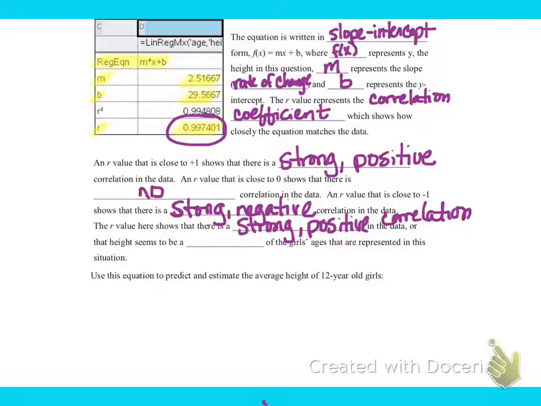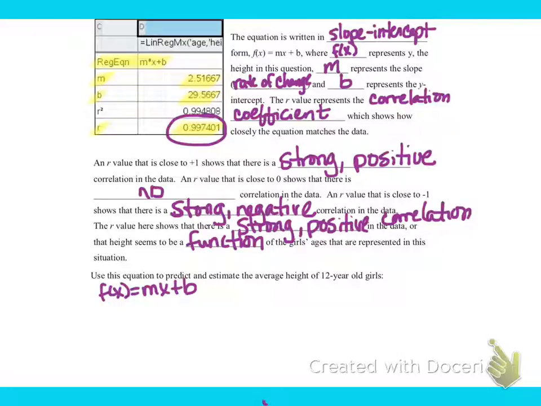So that means with this close to 1 value for r, that the height seems to be a function of the girls' ages that are represented in this particular situation. So what we're going to do is use this equation to predict and estimate the average height of 12-year-old girls. So the equation in the table again, the regression equation, is f of x equals mx plus b.